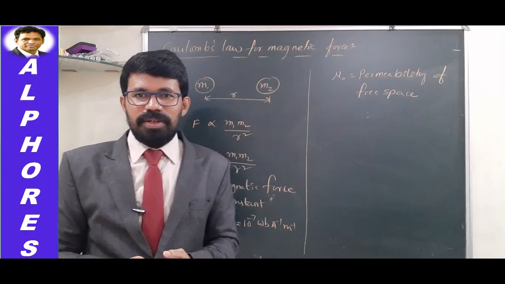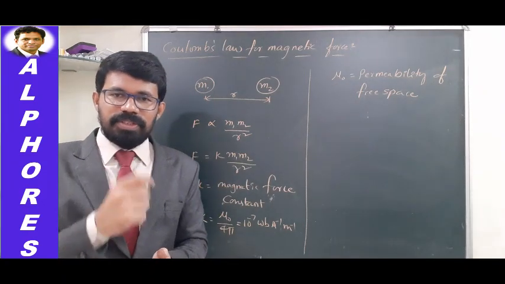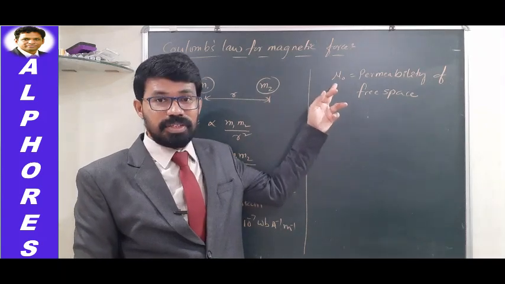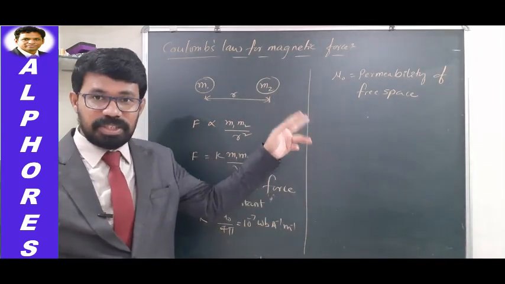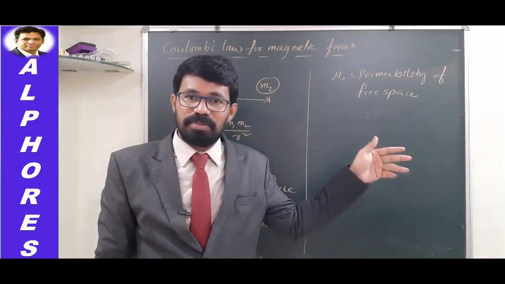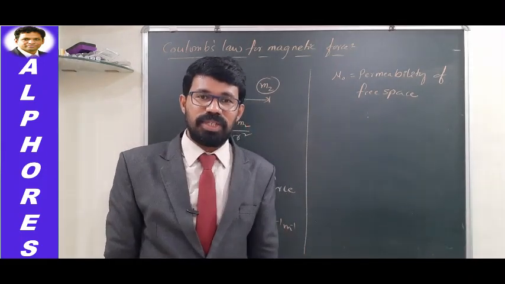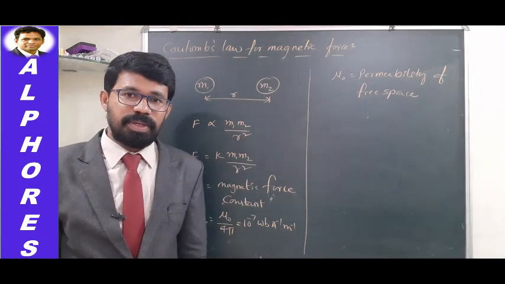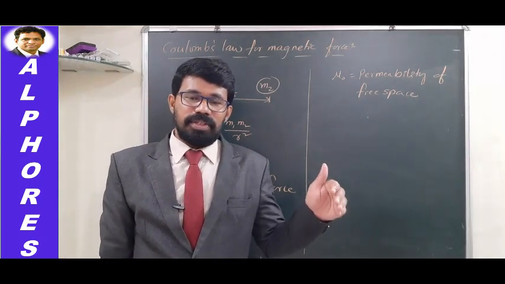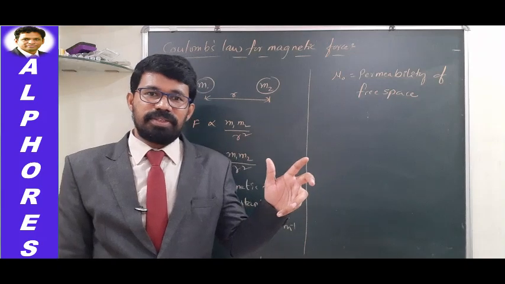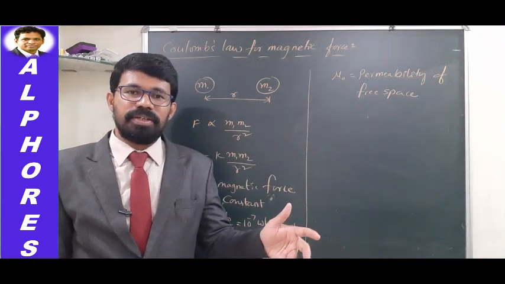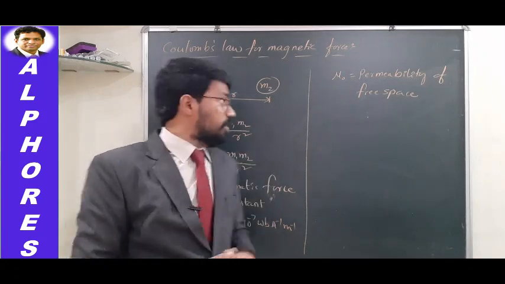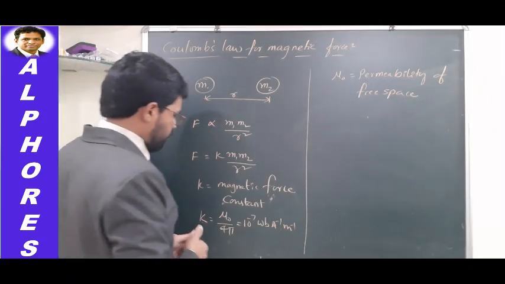So to understand this, we have introduced such physical quantities. Here mu naught is the permeability of free space. This deals with how a medium can influence the magnetic field lines passing through it. Epsilon naught, or permittivity, deals with the influence of the material on the electric field lines passing through it. So this mu naught is the permeability of free space.